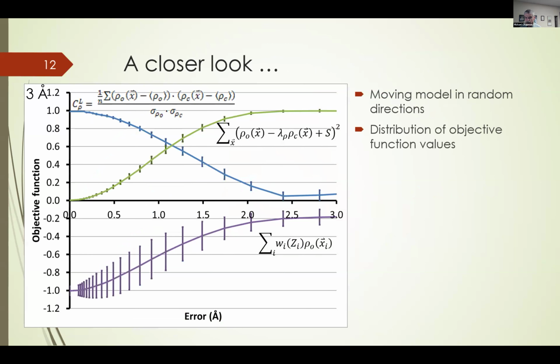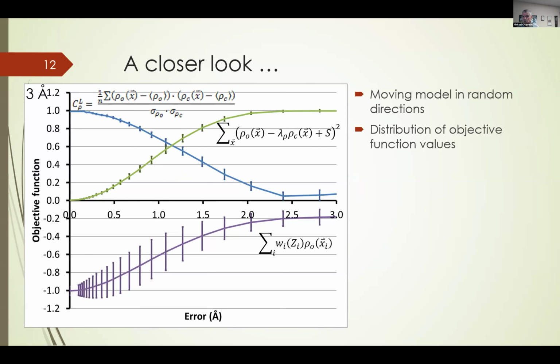So now we're going to take a closer look. The curves that I was showing previously are the average of many different evaluations where we're introducing a displacement, an error in a structure, but we're moving it in random directions. And the smooth curves are the averages of many evaluations in different directions.